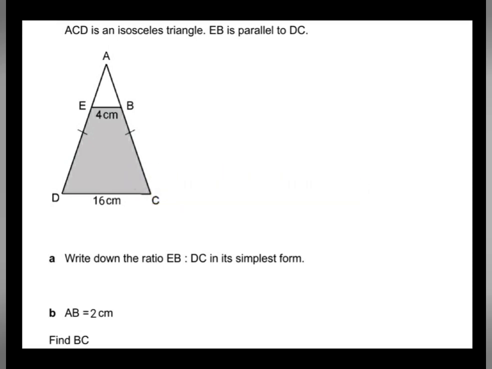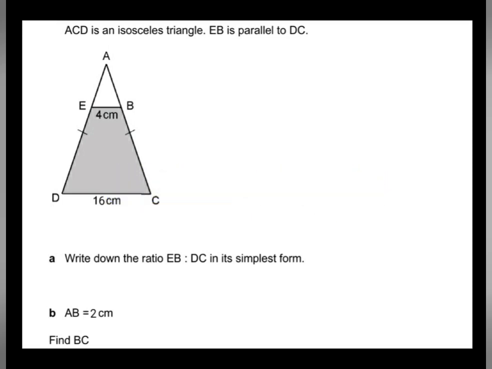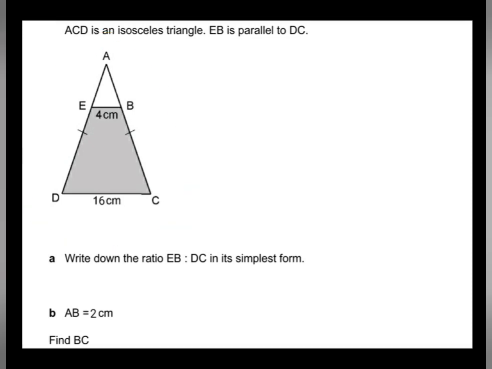In this video, we're going to talk about similar triangles and how to answer questions regarding similar triangles. This question here says, ACD is an isosceles triangle. ACD is the big triangle as you can see here. It's an isosceles triangle. And isosceles means what?